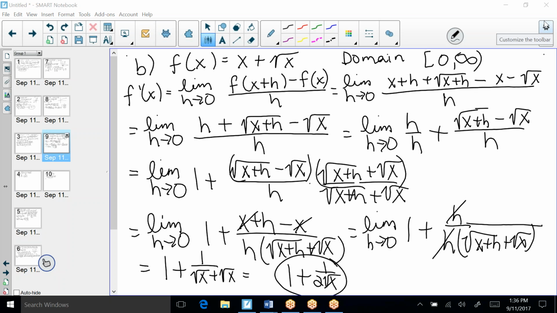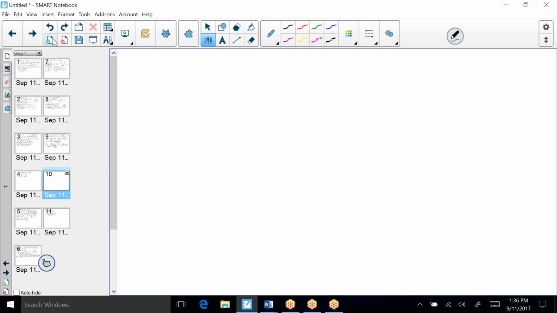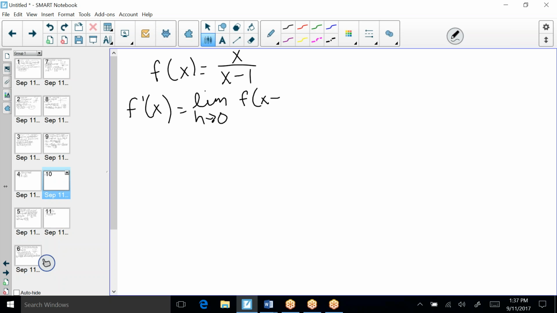All right, then let's go to the next page and look at the next derivative. So let's differentiate this function. F of x is equal to x over x minus 1. So again, we're looking for the derivative, f prime of x, and we know it's going to be the limit as h goes to 0 of f of x plus h minus f of x divided by h.